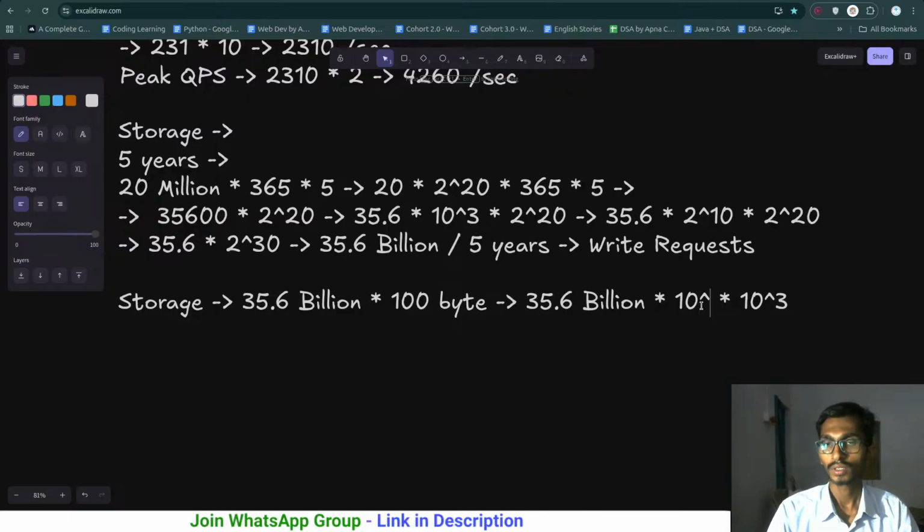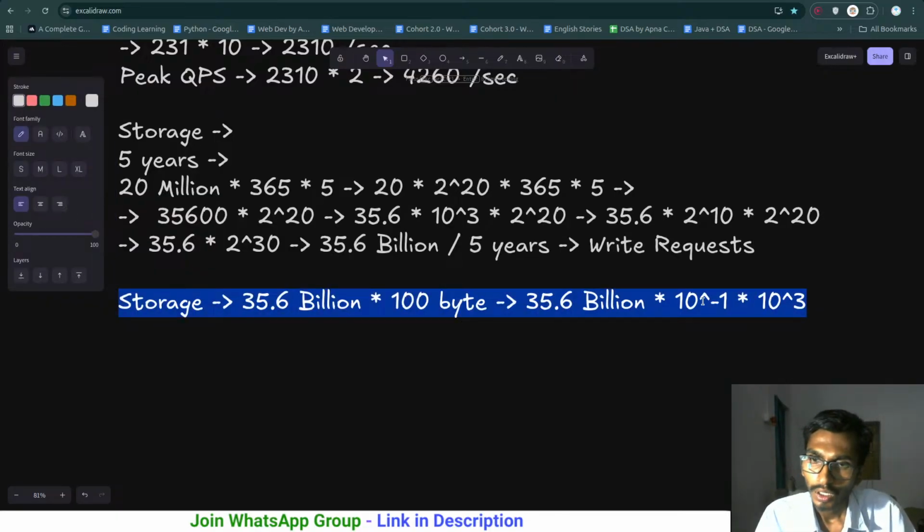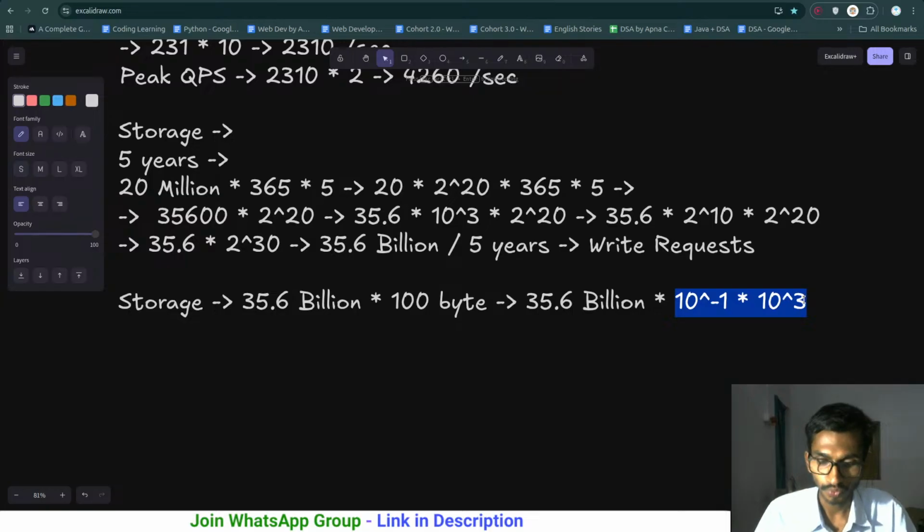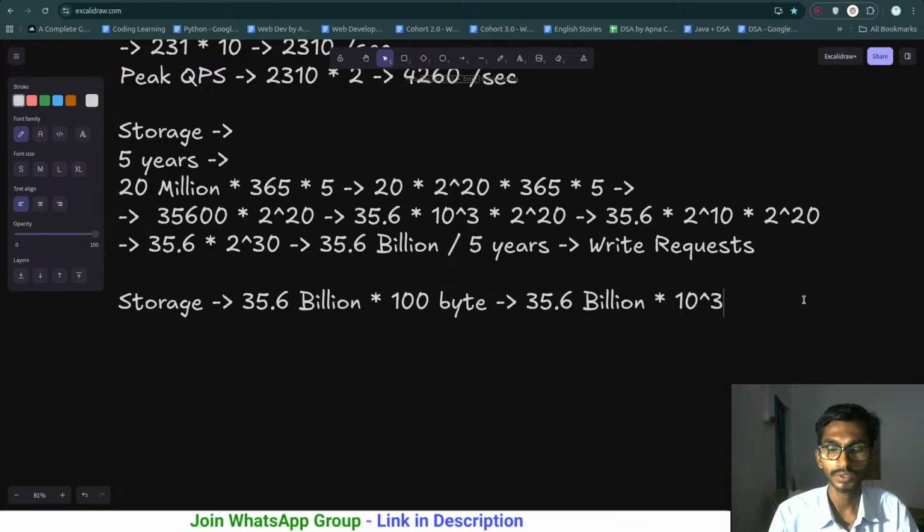This fly is bothering me. Okay, so it's going to be like this. We had 100, that means we had 10 to the power 2. Then I said I want 10 to the power 3, so I said okay, that's fine. In that case, let's have a minus power here as well. So 10 to the power 3 multiplied by 10 to the power minus 1 is equivalent to 10 to the power 2. And this 10 to the power minus 1 can be called 1 by 10, which simply means 0.1. And this is how the overall calculation is going to be.